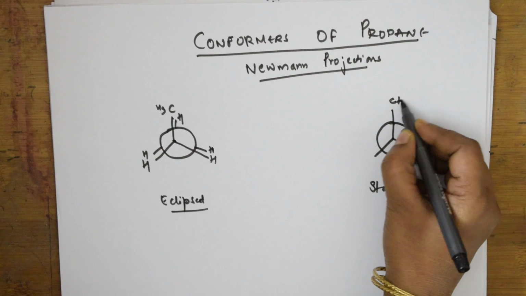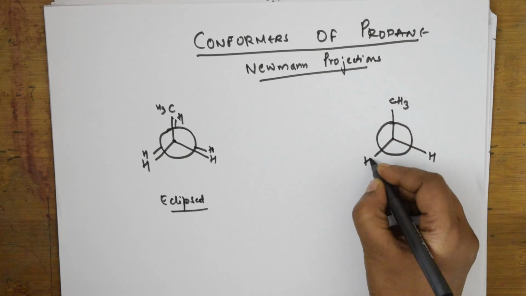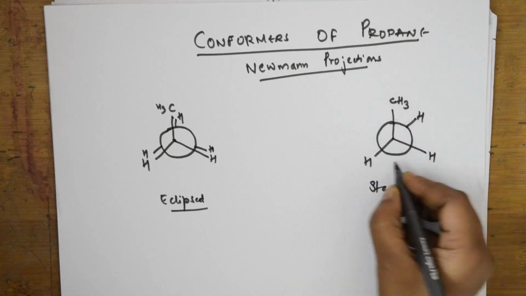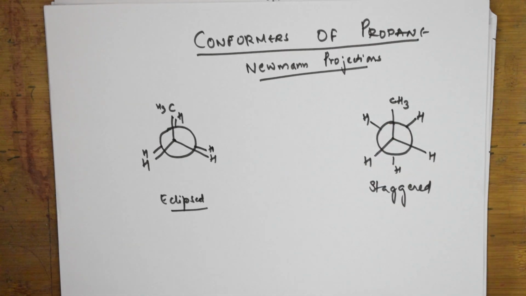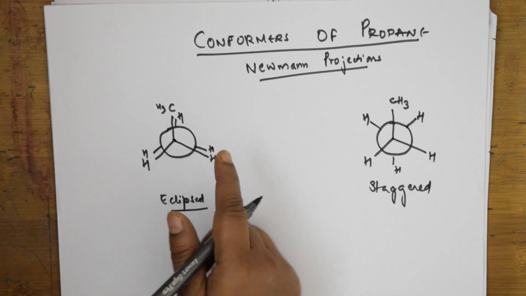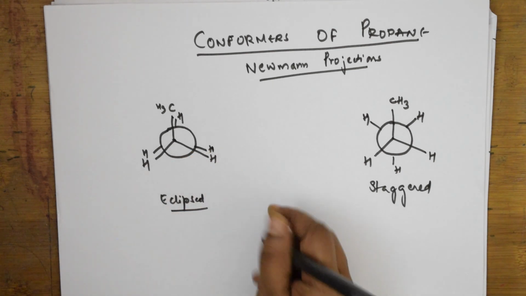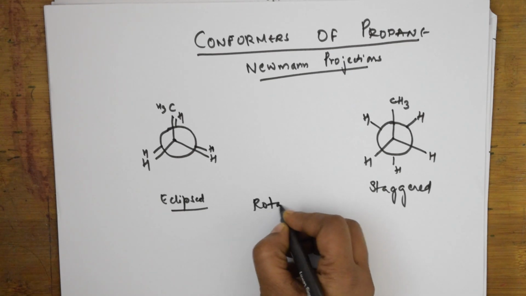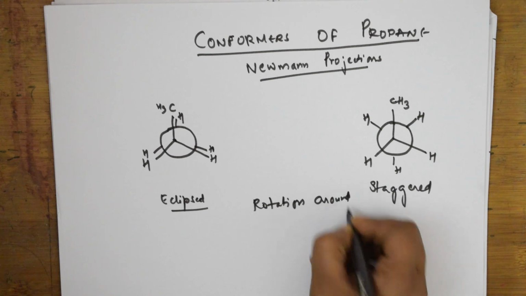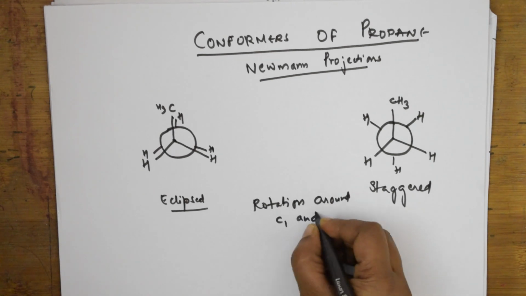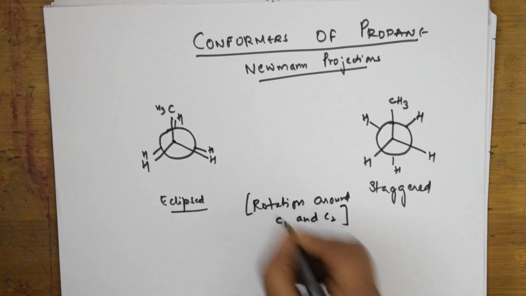In staggered they're equally spaced. CH3, hydrogen, hydrogen. This is the hydrogen, one more hydrogen. That's it. Simple, isn't it? So rotation, where does it happen? It happens between C1 and C2 carbons. So let us write that. Rotation around C1 and C2.